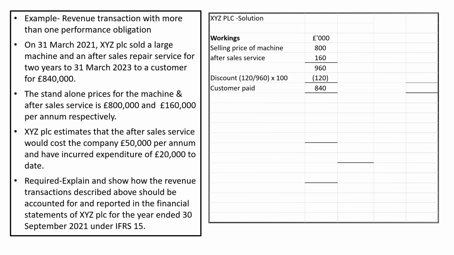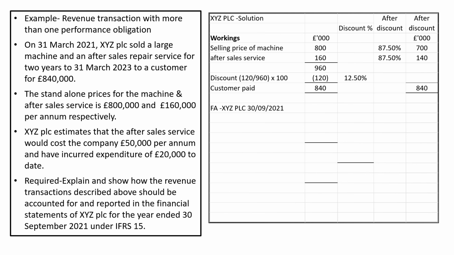We break that into percentages and we get 12.5%, and we reduce both the selling price and the after-sales service by the amount of the discount. So we've got 700 for the selling price of the machine, and the after-sales service works out at 140, and together we get the amount that the customer is paying, which is 840. Now we next look at how we're going to report that in the financial statements.